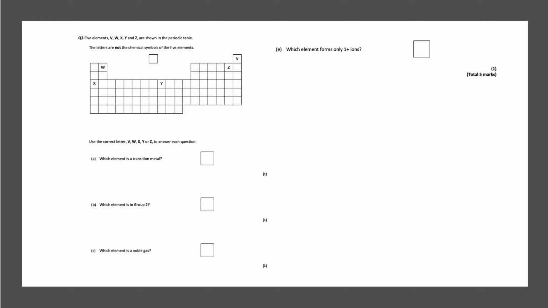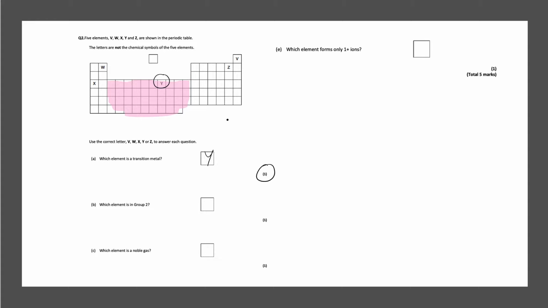Which element is a transition metal? So we know that the transition metals happen between the group 2 and group 3, so it's this area over here. So we have to select the letter Y because that comes in the area, so we know this is going to be Y, and that will give us 1 mark.